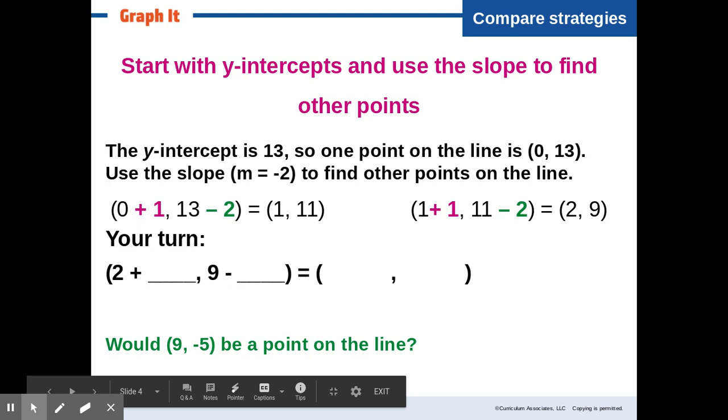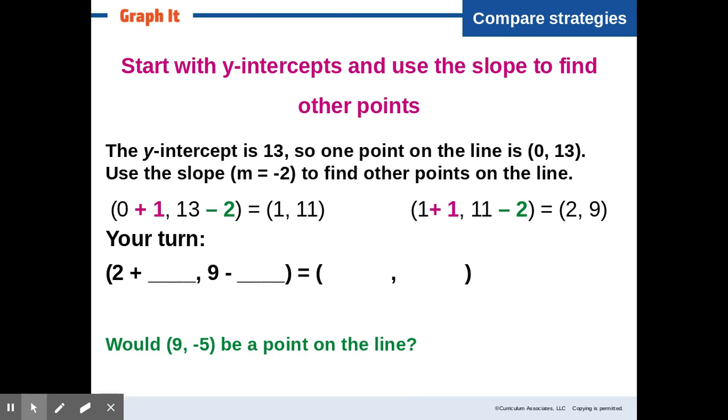There are some other things that we can do with our graph. We could look at the graph that I just created and talk about the different points on there. But sometimes we're given a problem and we're not given a graph to look at, and we have to figure out what some other points are. That's where we start with the y-intercept and use the slope to find the other points.